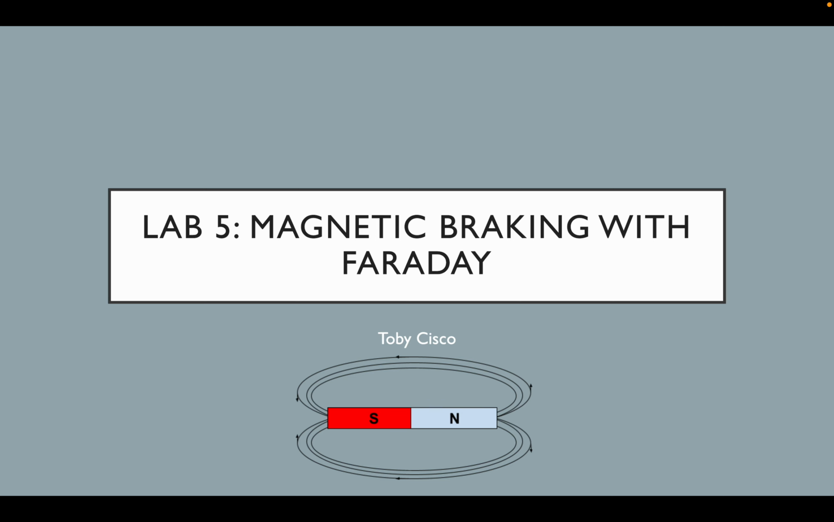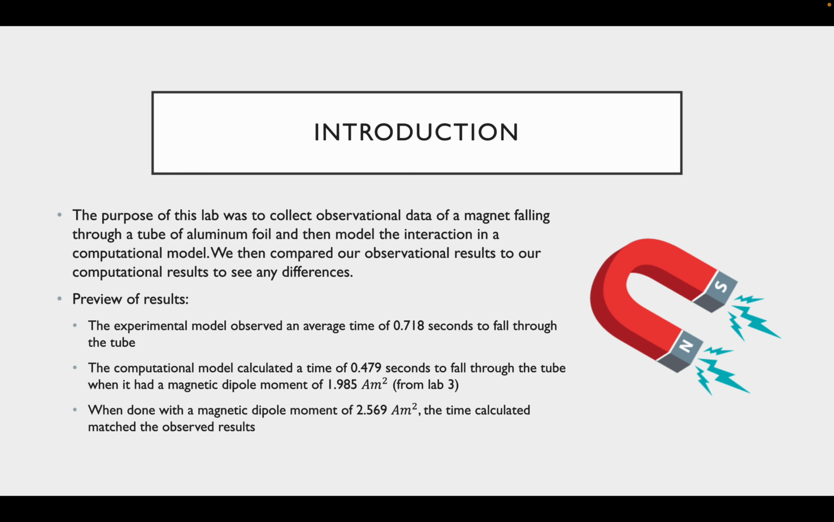Hey guys, this is my Lab 5 report on magnetic braking and Faraday's law. The purpose of this lab was to collect observational data of a magnet falling through a tube of aluminum foil and then model the interaction in a computational model. We would then compare each one's results and see if there were any discrepancies.